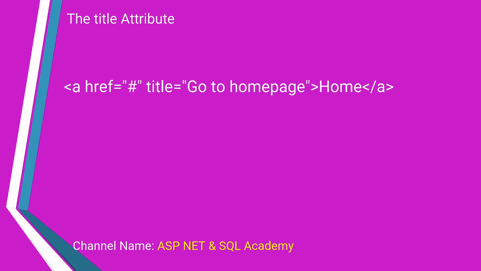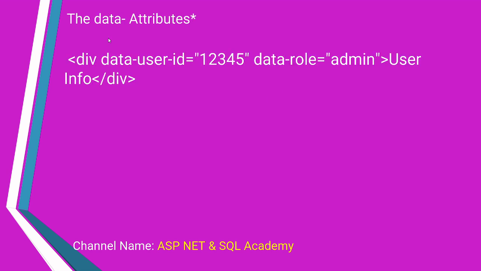The title attribute provides additional information about an element. When you hover over it, a tooltip appears with the title text. The data-star attributes allow you to store custom data on elements. These are great for JavaScript to access extra info without affecting the HTML structure.